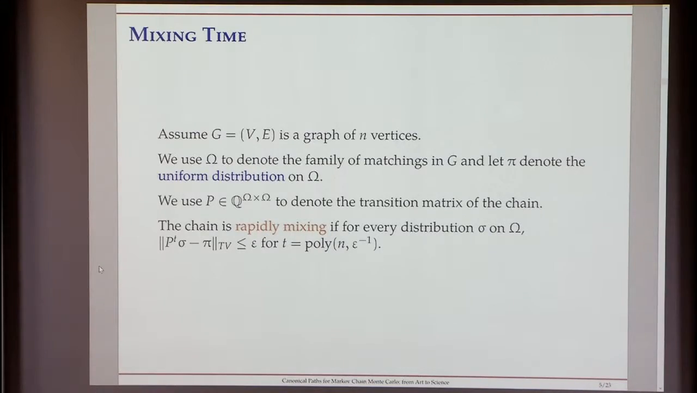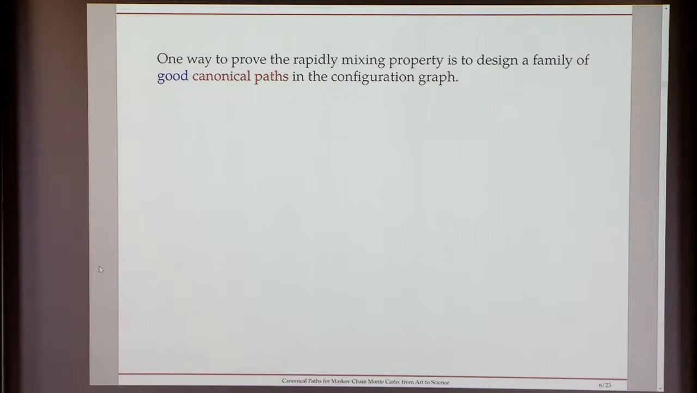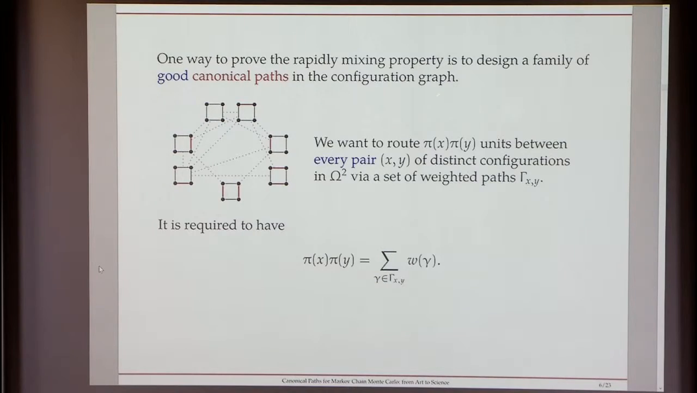In order to prove a Markov chain is rapidly mixing, a very useful technique is to define so-called canonical paths. We can look at the configuration graph of matchings. In the configuration graph, each vertex is a matching. Suppose we are working on a graph with 4 vertices. This is the configuration graph, and we have an edge between a pair of matchings if we can move from one matching to the other in one step of our Markov chain.